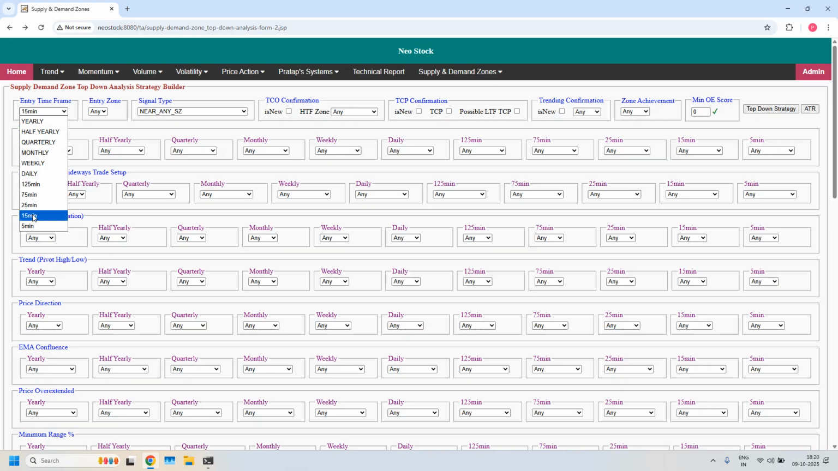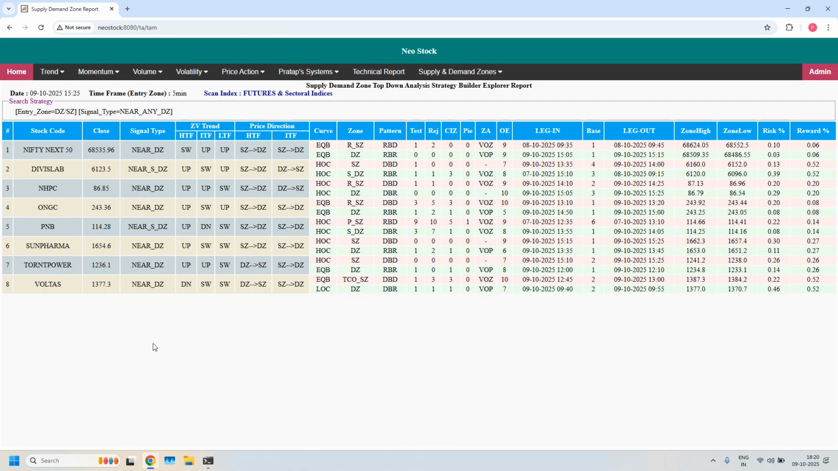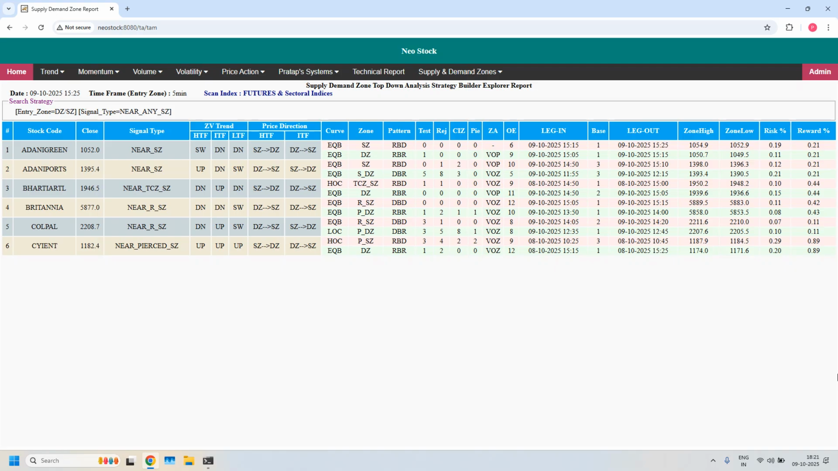Next time frame, 5 minutes. Stocks near the 5 minutes demand zone, we got 8 stocks. Stocks near the 5 minute supply zone, we got 6 stocks. So this is about stocks near demand and supply zones for different time frames.